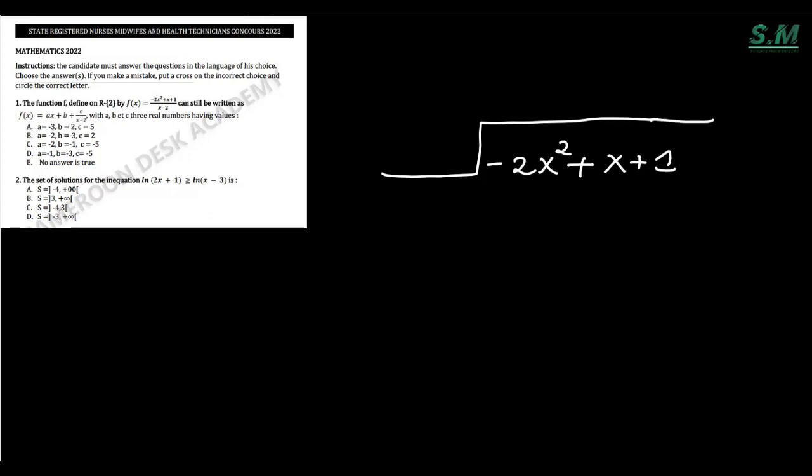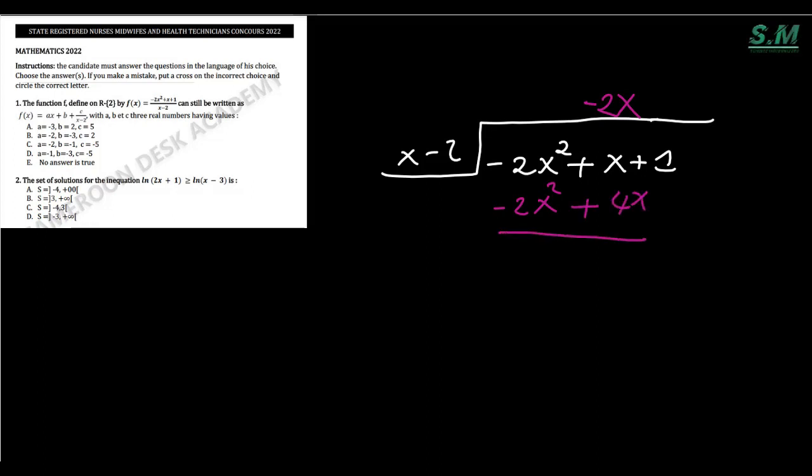So we are going to take the Euclidean division of negative 2x squared plus x plus 1. We are going to divide this by x minus 2, using normal long division. Negative 2x squared divided by x will give us negative 2x. Now negative 2x times x gives negative 2x squared, and negative 2x times negative 2 gives positive 4x.